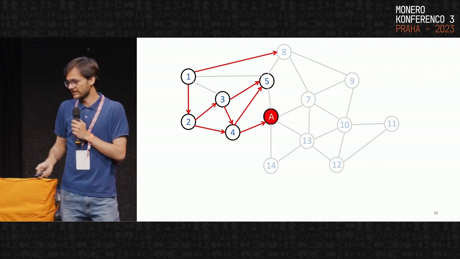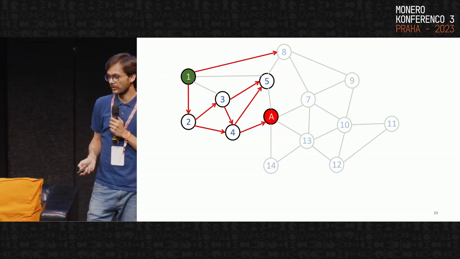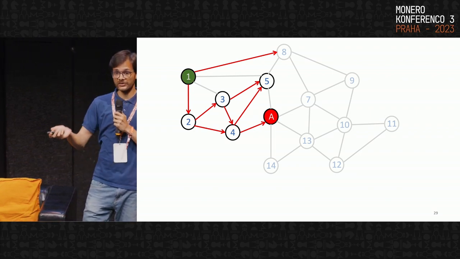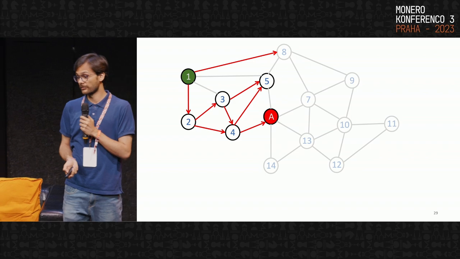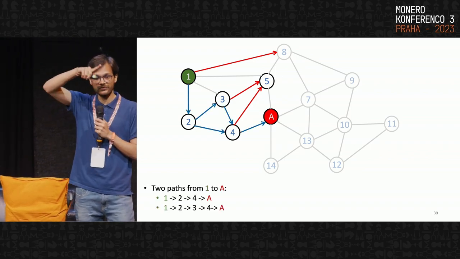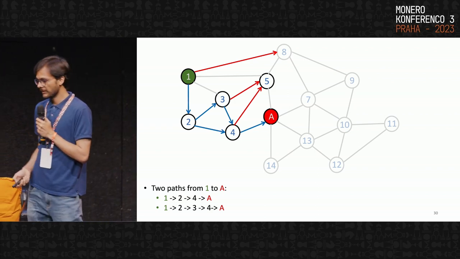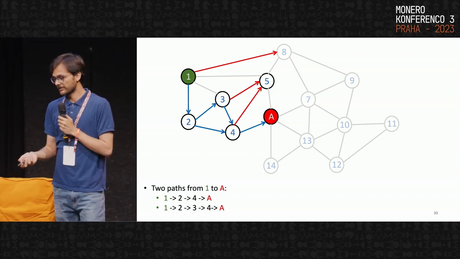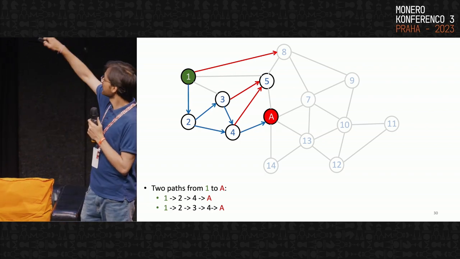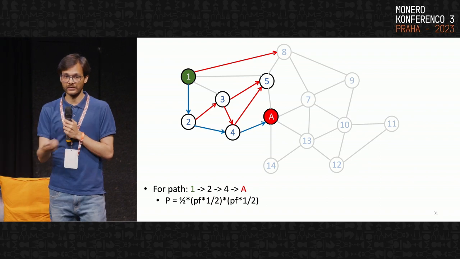And for the purpose of analysis, let's say there is an adversary node A again. And now we want to calculate, if it received a transaction, what is the probability that it received it from node 1? For that, we'll have to calculate all the paths that lead from 1 to A, because that is the only way the transaction could have reached A, right? So in this case, there are two paths: 1, 2, 4, A, and 1, 2, 3, 4, A. And for all of them, we need to calculate the probability like we did earlier.